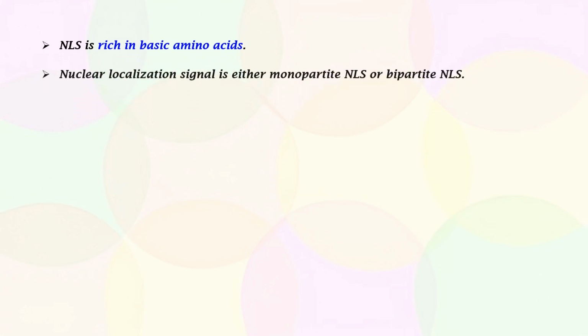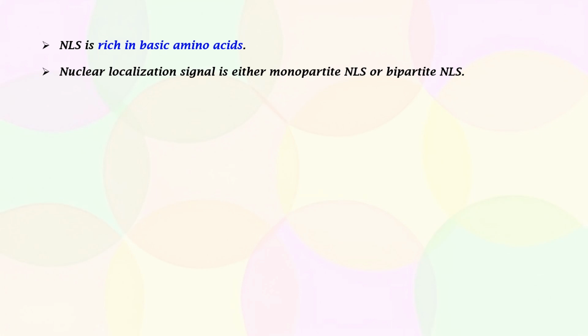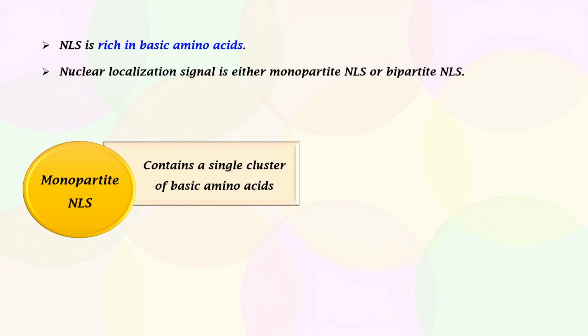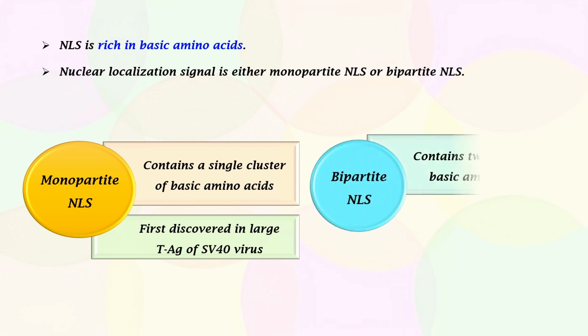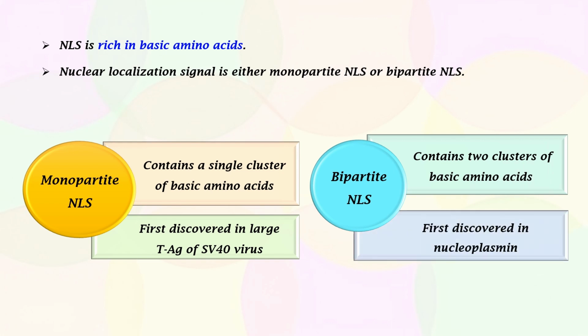NLS is rich in basic amino acids. Nuclear localization signal is either monopartite NLS or bipartite NLS. Monopartite NLS contains a single cluster of basic amino acids. It was first discovered in large T antigen of SV40 virus. Bipartite NLS contains two clusters of basic amino acids. It was first discovered in nucleoplasmin.